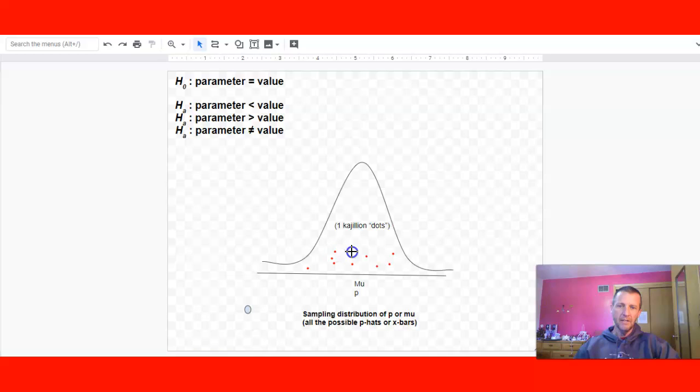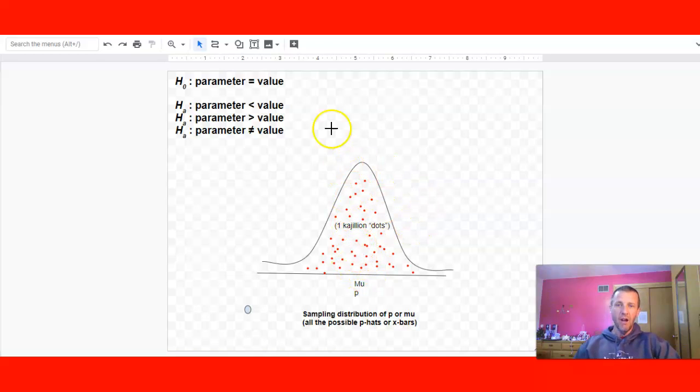Every dot represents a different p hat or x bar that could have come from a population that has this mu or this p, right? So we end up with an almost infinite number. We have a cajillion dots here, a cajillion data points. This is every possible p hat that could happen if the true parameter, the true mu or the true p, really is what's stated here. We know that all the p hats and the x bars are going to come around there somewhere.